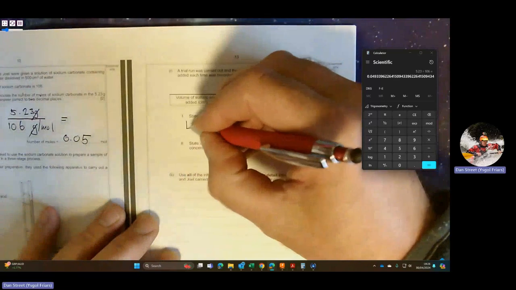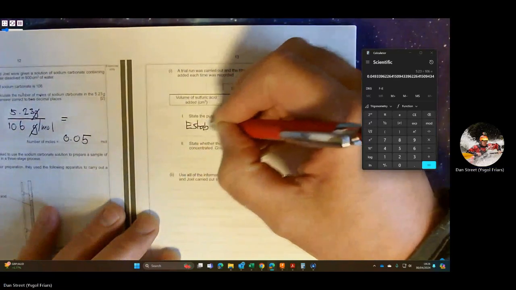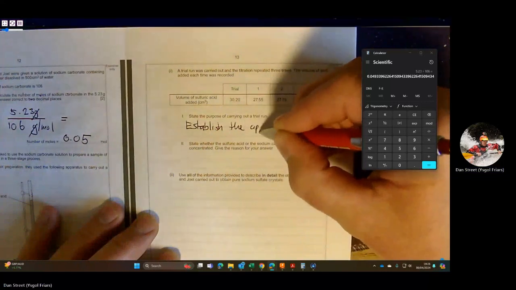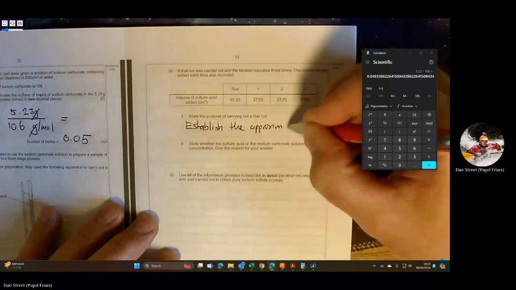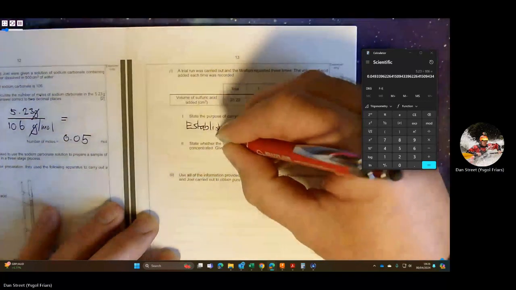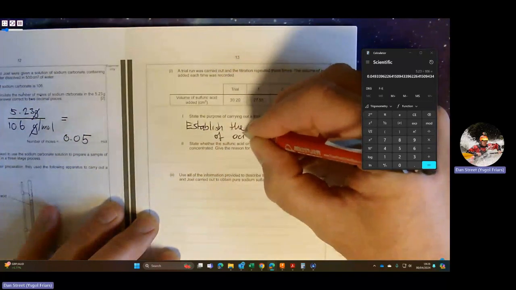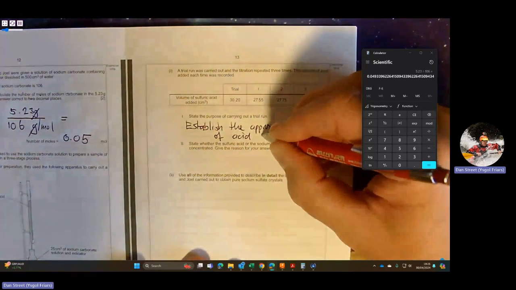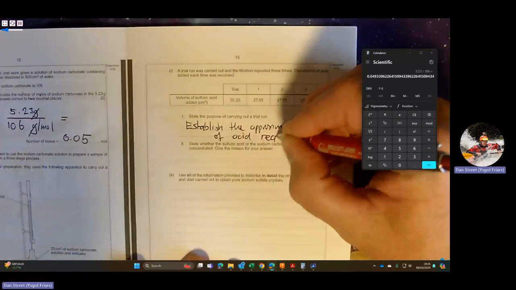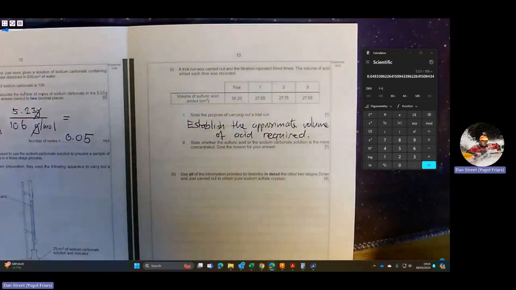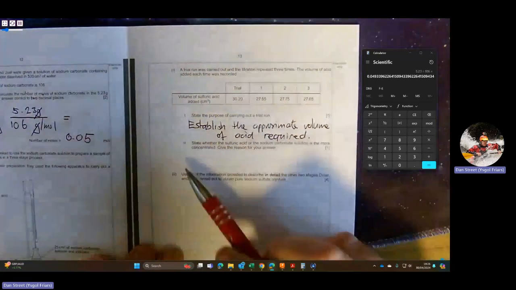This is to establish the approximate volume of acid required. The first time you do it with the indicator, you're not quite sure where you're getting to, how much you need. So you do a trial run so that you know when to slow down for your subsequent titrations.